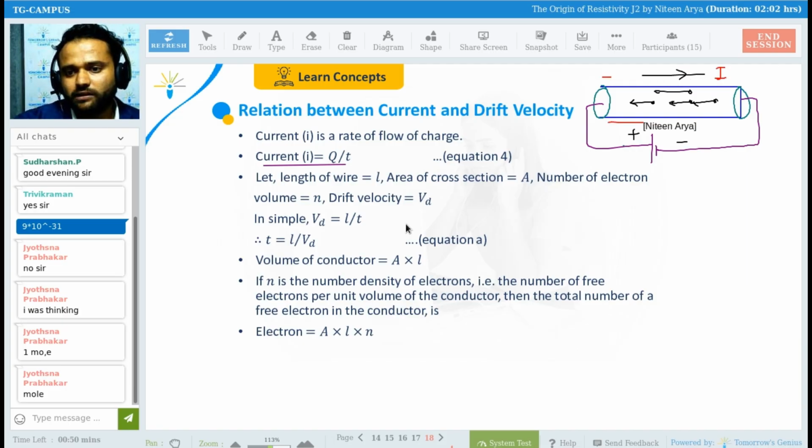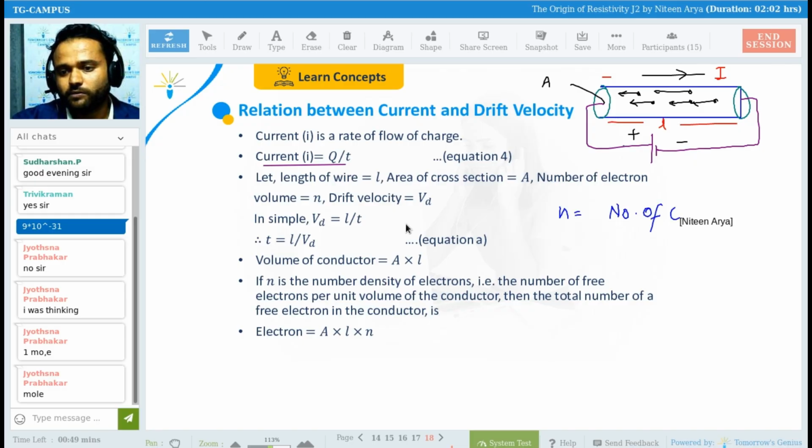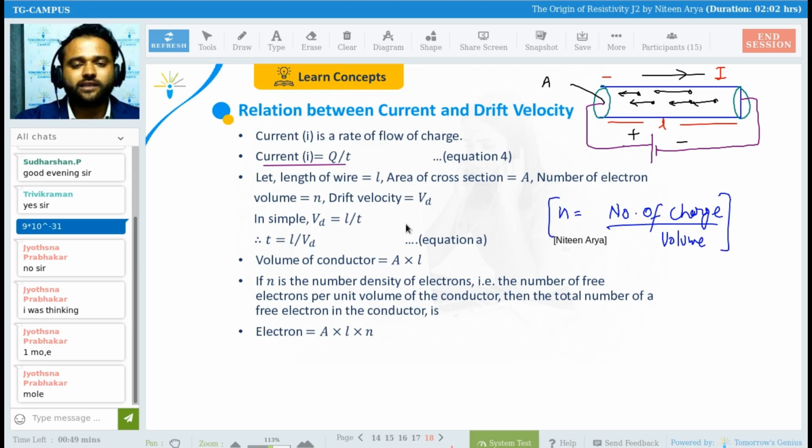Suppose this is the length L of the conductor. I equals Q by T. Q is charge, L is the length of the wire. Suppose this is macroscopic, or you can say you see this particular wire with the help of a microscope, so you can visualize this. Now A is the area of cross section, and small n is the number of charges per unit volume. Clear? And now you can understand Vd, simple.